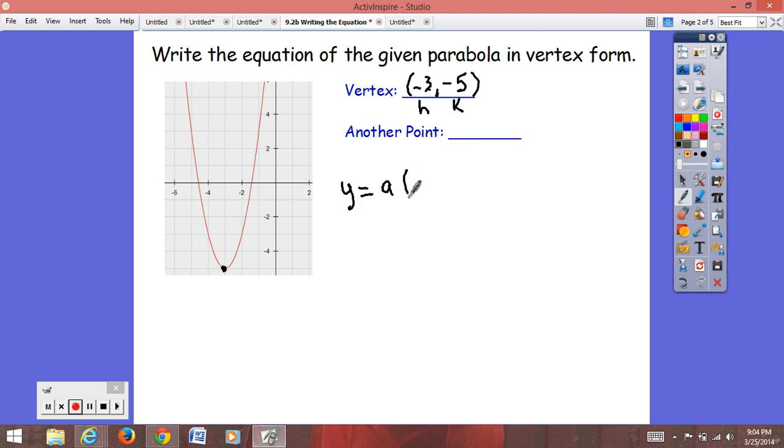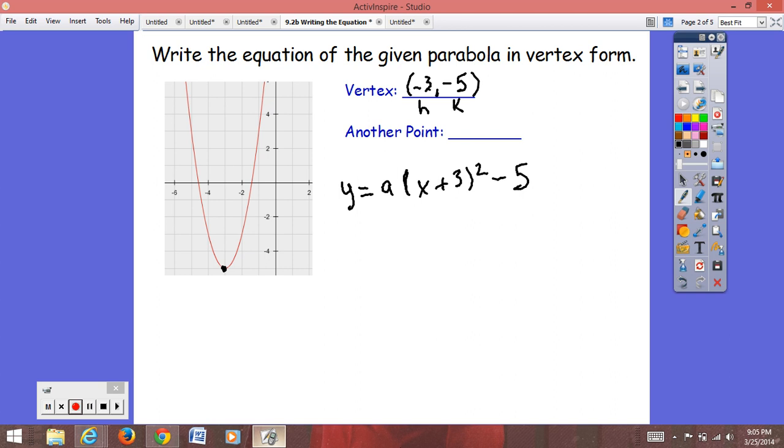So if we were to write what we have so far, we would have y equals a times (x minus h). So we have x minus a -3 gives us (x + 3) squared minus 5. Now to find our a, we have to do like we did in factored form. We were working backwards. We have to find a point, plug it in for x and y, and solve for a.